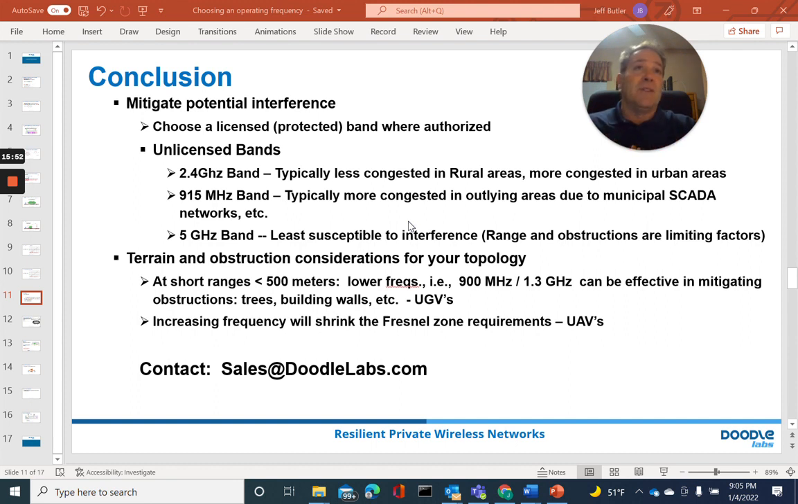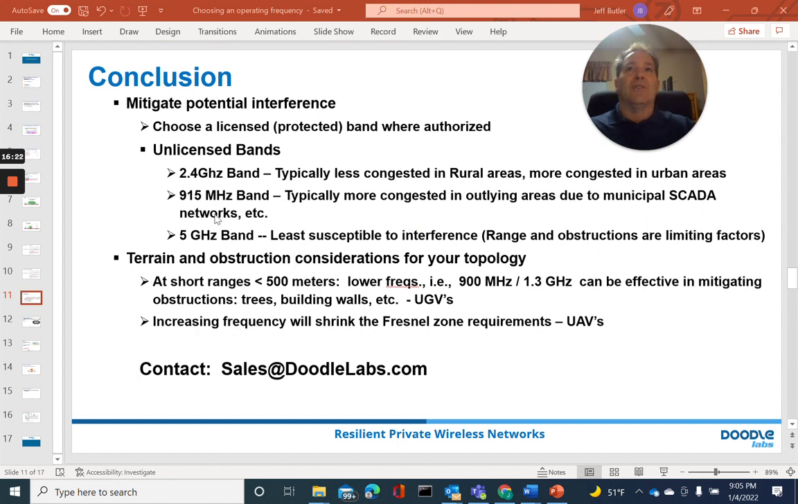5 gigahertz of all the bands in the unlicensed spectrum is the least susceptible to interference. The smallest collision domain, very favorable from an interference floor standpoint, but the range, and again, the absorption of free space is higher, so your range is less at 5 gigahertz, and obstructions are much more of a limiting factor to the higher frequency, smaller wavelength here in the 5 gigahertz band. So those are the negatives. Less interference, but more obstruction due to range and obstructions in the path.